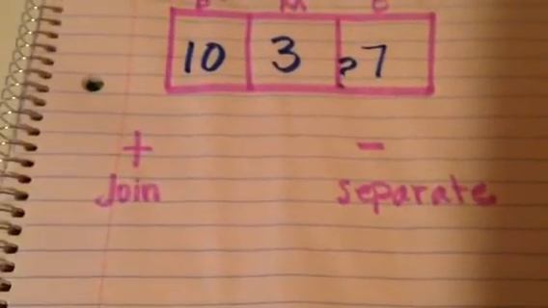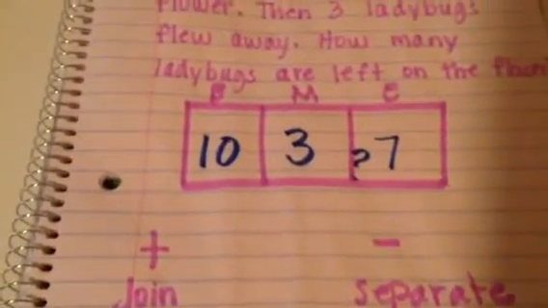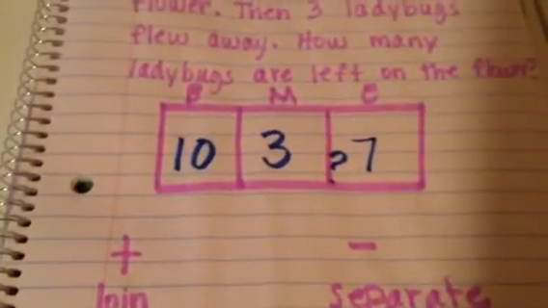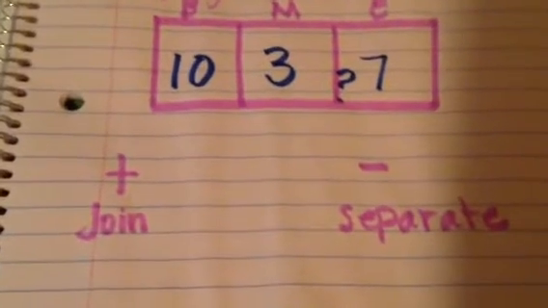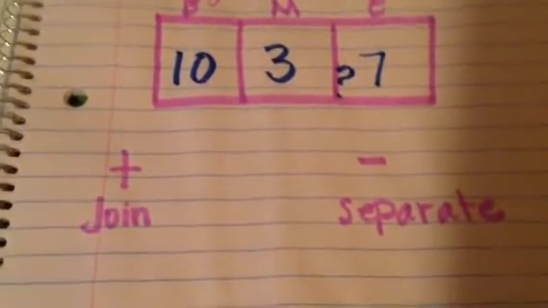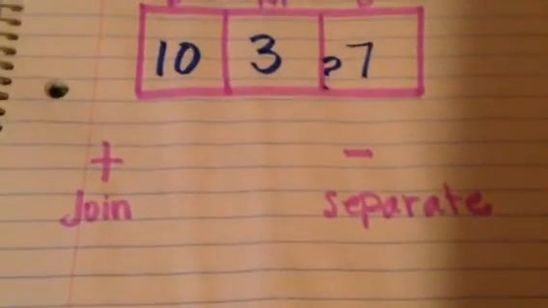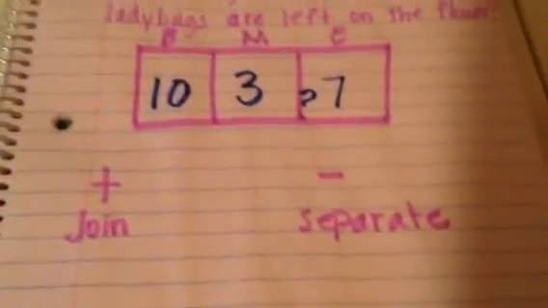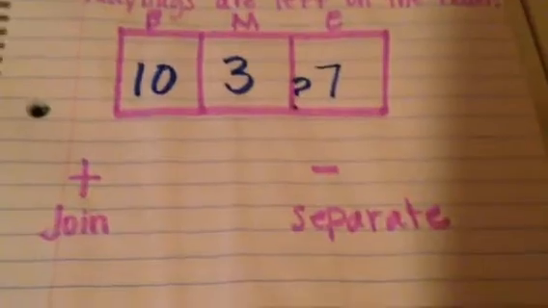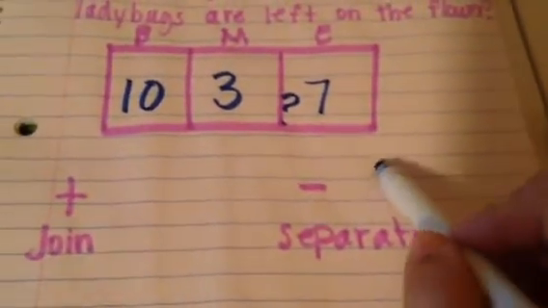Now we know that there were 10 ladybugs. 3 of them flew away, and 7 were left on the flower. 7 is our difference. So right here, we're going to circle which action we used, because we're going to use this symbol to write out our number sentence. Which one are you going to circle? Joining, the plus sign, or separating, the minus sign? You're going to circle the minus sign. That's correct. So I'm going to circle.